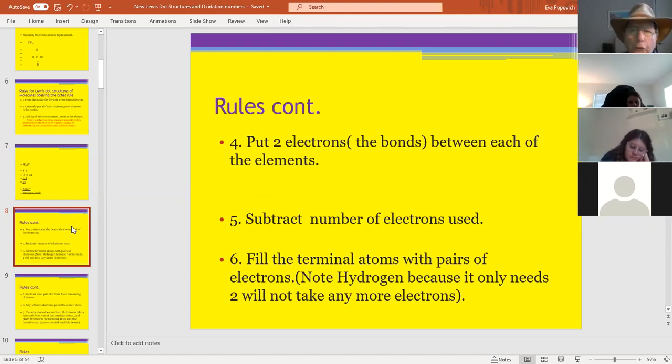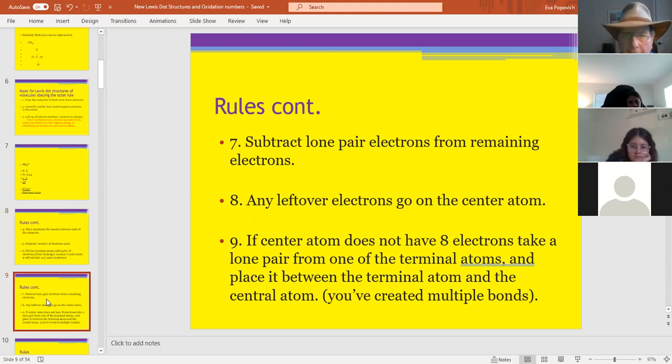Next, fill up all the terminal atoms with pairs of electrons. You want to get 8 electrons around each of the terminal atoms. So if they all have 2 for the one bond, you're going to be putting 6 around them. Count up all the lone pairs and subtract that number of electrons from the ones remaining. If you have any leftover electrons, they go on the center atom.